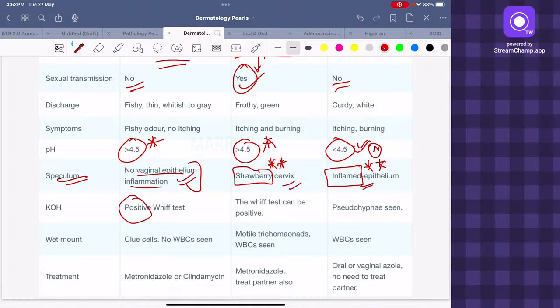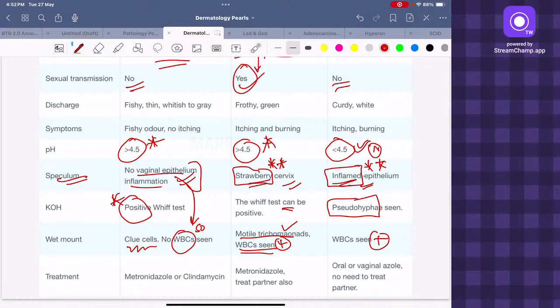In KOH, here there is a positive whiff test. It can be positive, and here in KOH mount pseudohyphae are seen. In wet mount, clue cells are seen, but no WBCs because inflammation is absent. Here there are motile trichomonads and WBCs are seen. Here also WBCs are seen, because it is a strawberry cervix, inflamed. In this also, an inflamed cervix, so WBCs are seen.